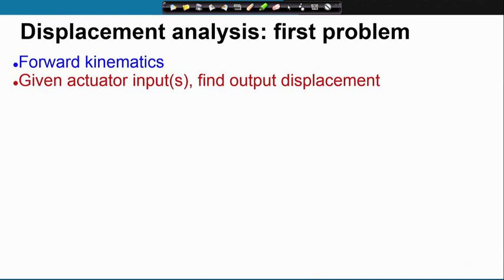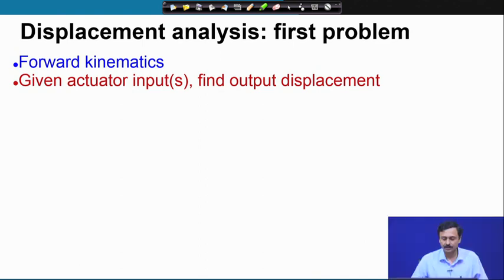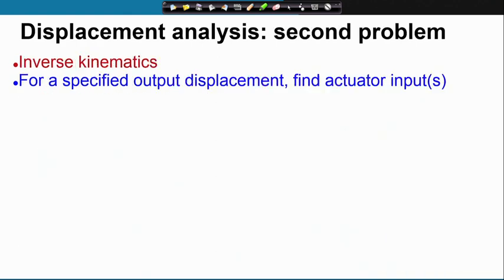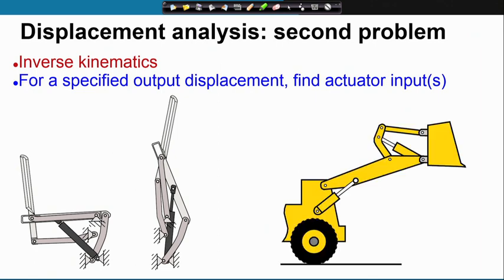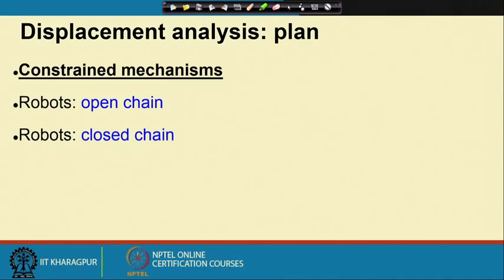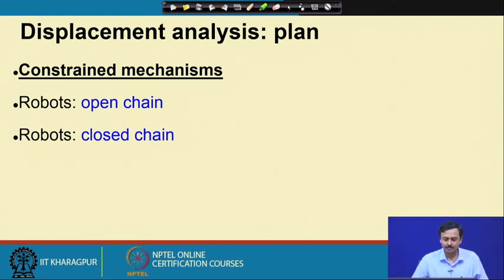We have discussed these two problems: the forward kinematics problem, which is stated as, given the actuator inputs, find the output displacement, and the inverse kinematics problem, for a specified output displacement, find the actuator inputs. For example, in this chair, if I want to go to the standing position, what should be the throw of the actuator, or in this bin, if I want to position the bin, what should be the extensions of the hydraulic actuators.